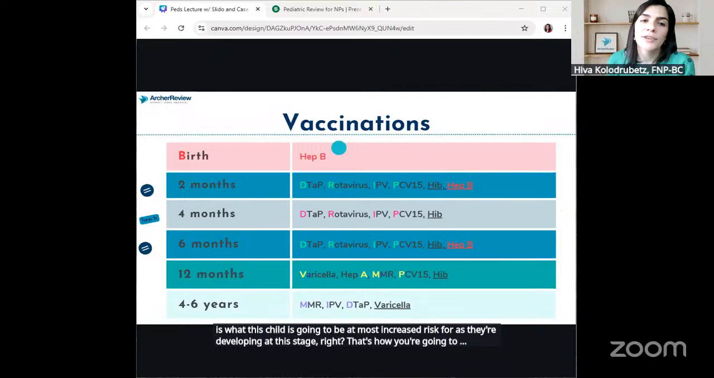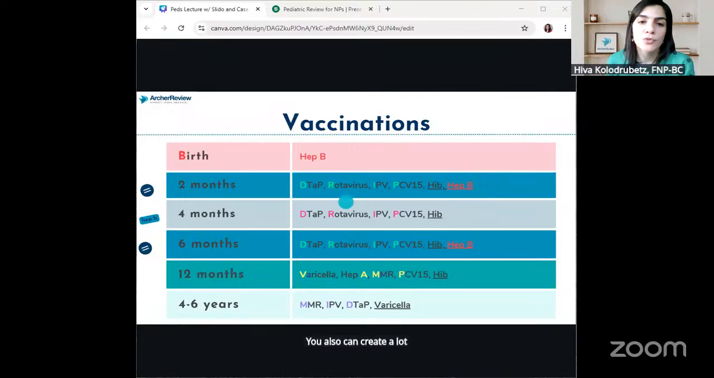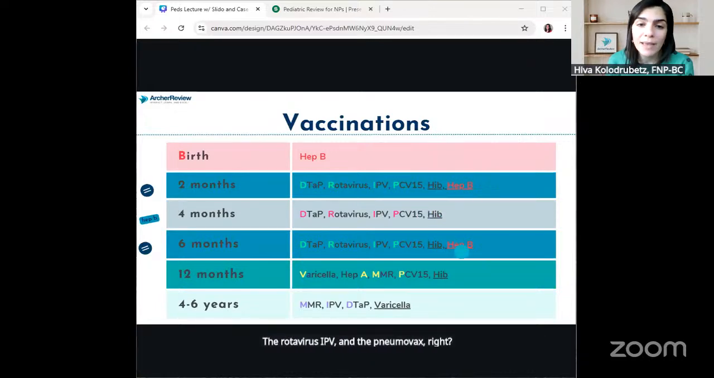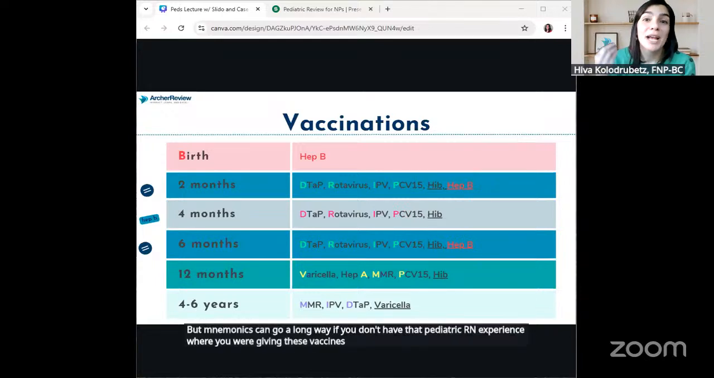You also can create a lot of mnemonics like DRIP, for those 2, 4, 6-month visits. We're going to do the DTaP, the rotavirus, IPV, and the pneumovax, right? We're also giving the HIB. Mnemonics can go a long way if you don't have that pediatric RN experience where you were giving these vaccines all the time and it becomes second nature.